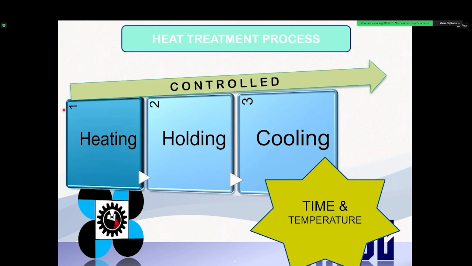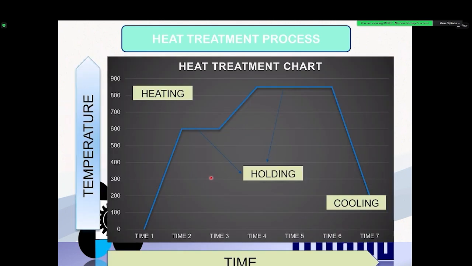You have 3 main processes here that are being controlled. Anyway, so this is a typical chart of a heat treatment process. Say for example, hindi na maayos yung iyong furnace, no? So tapos i-heat mo siya sa 850 degrees Celsius.